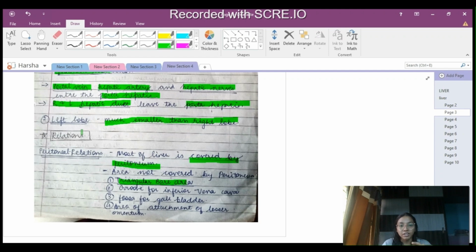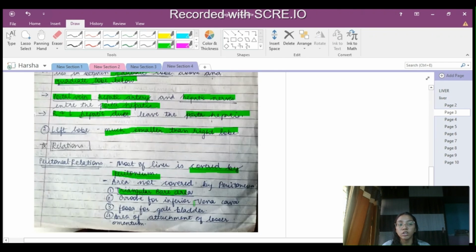Okay, so now starting with the relations, the peritoneal relation. Almost all of the liver is covered by peritoneum, but there are certain areas which are not covered by the peritoneum. There are four areas. First is the triangular bare area, then the groove for inferior vena cava, the fossa for gallbladder, and the area for the attachment of lesser omentum.